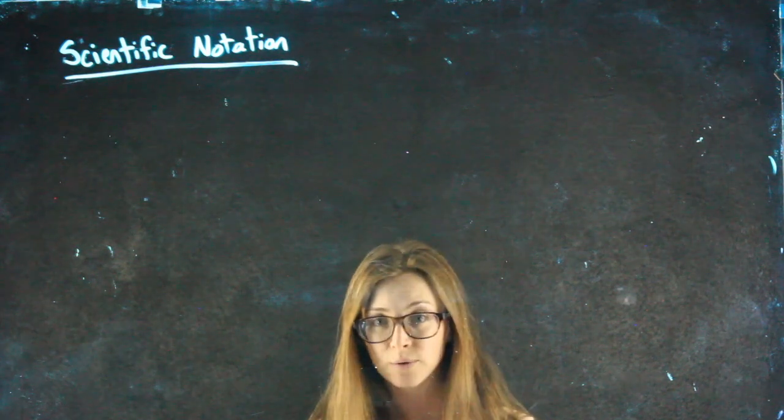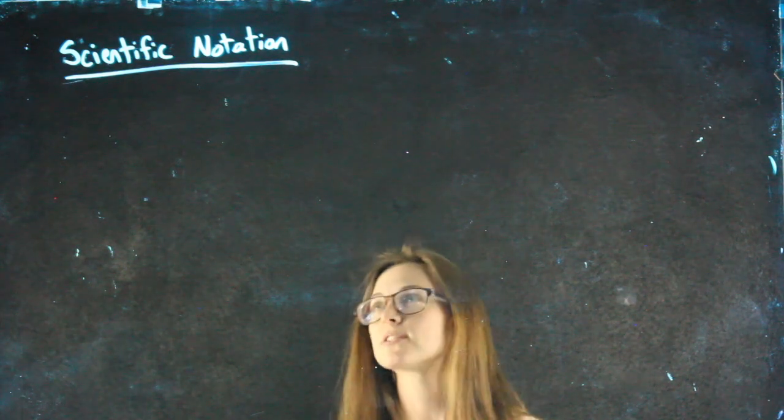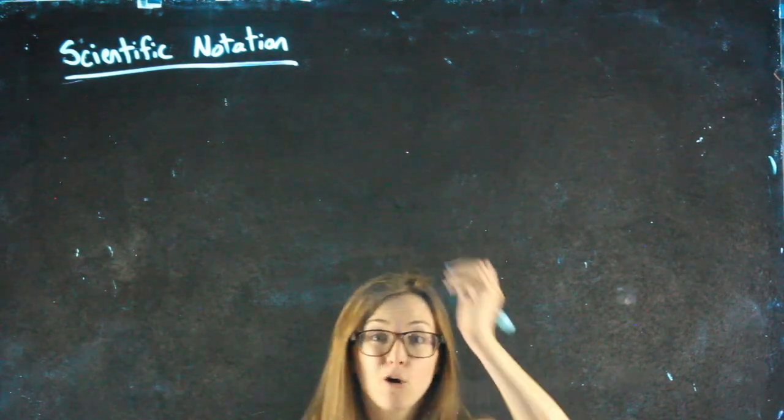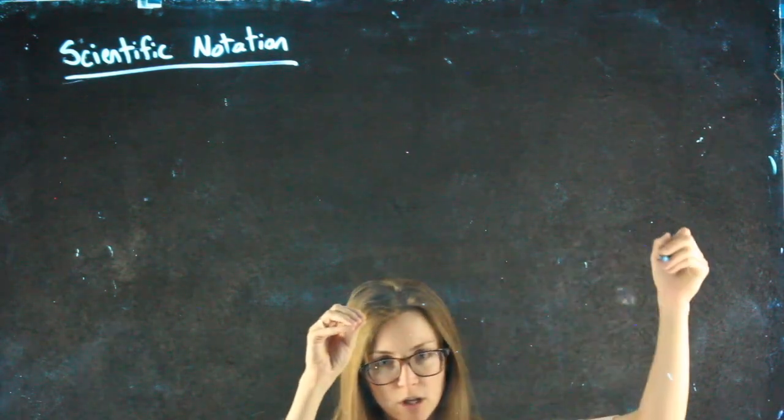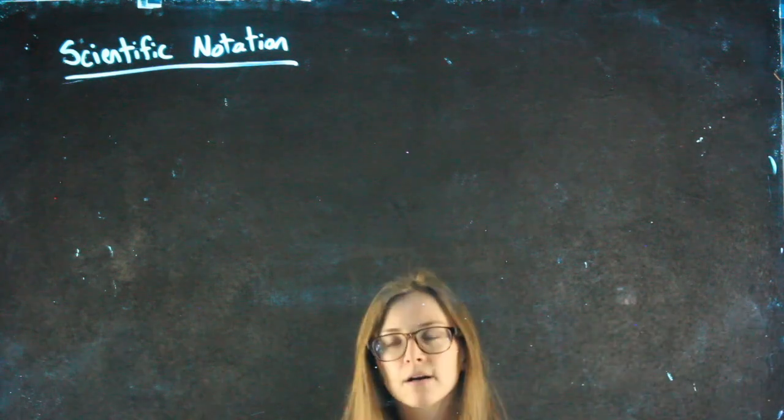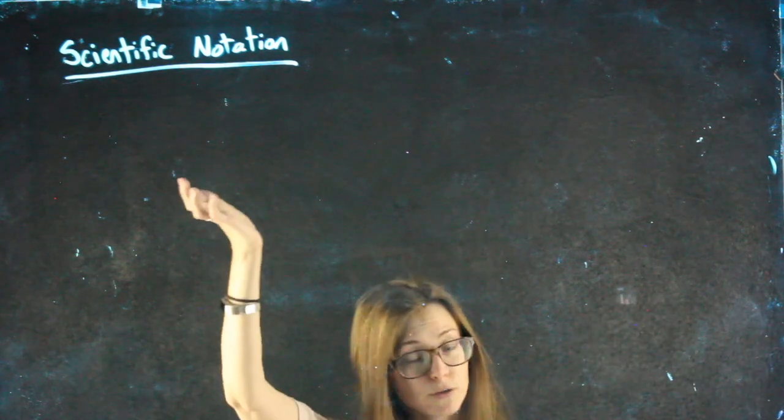So a lot of times we're working with really big or really small numbers in science, and having a whole bunch of zeros, whether it's after a decimal or at the end of a number, is annoying. So we use scientific notation.